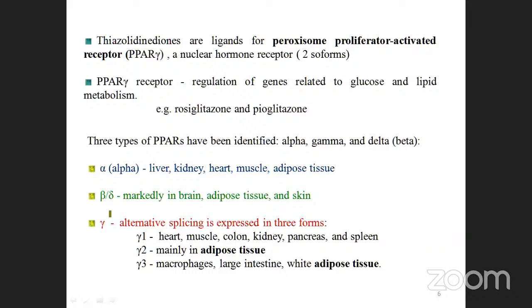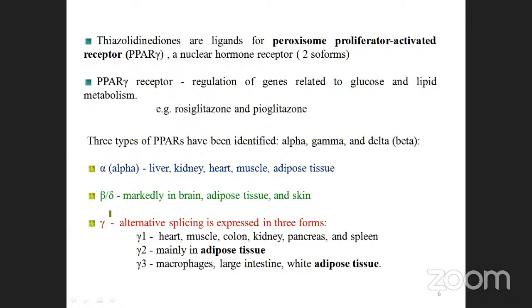Pioglitazone has lots of famous brands available in the market, like Pios, Piosar, etc. Rosiglitazone is also highly popular. Another drug, troglitazone or something, I forgot, was banned from the market in 2000 due to its severe hepatotoxicity. So we have three types of PPAR: one is alpha, then delta, and finally the principal one, gamma.